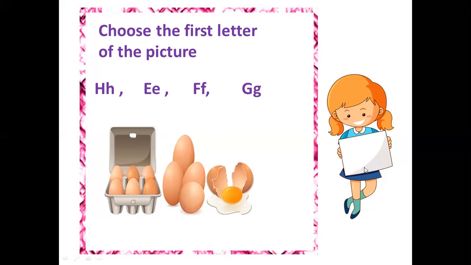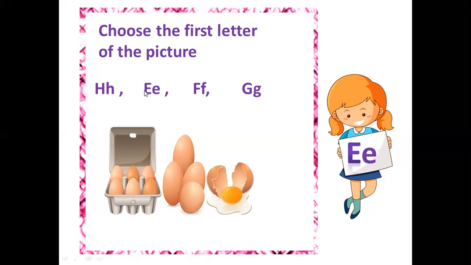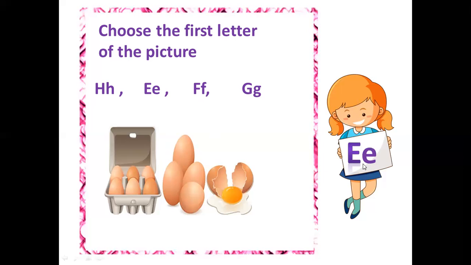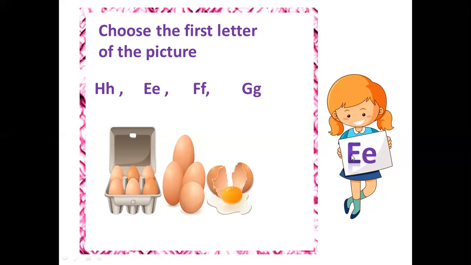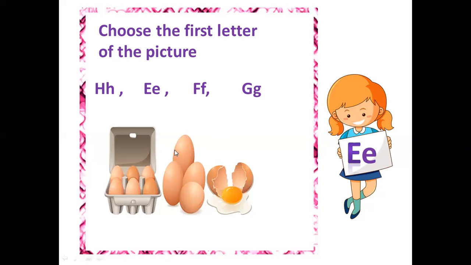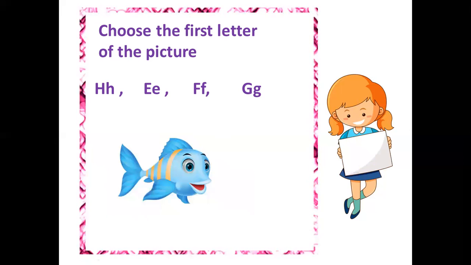Let's check out what she said. Yeah, she picked the letter E from here. And it is the correct letter because the first letter of the egg is E. You can write it both in lowercase as well as in uppercase. What is the first letter of the egg? E. You picked it correctly. Well done. Now let's check out the next picture.